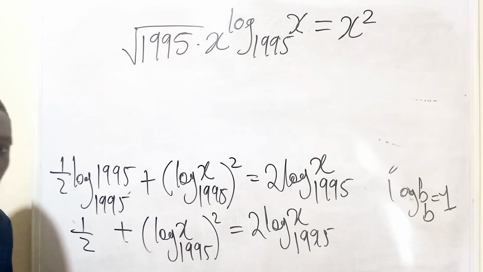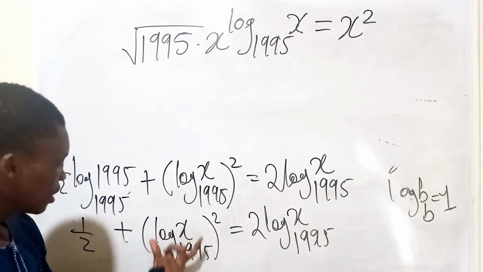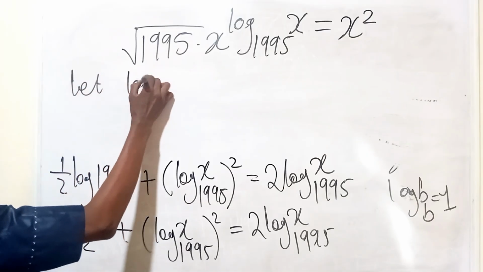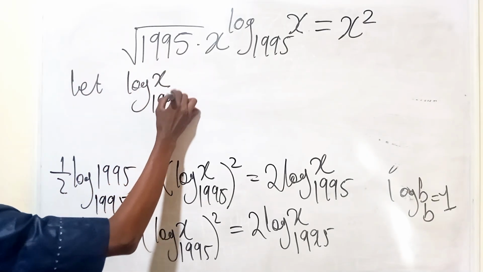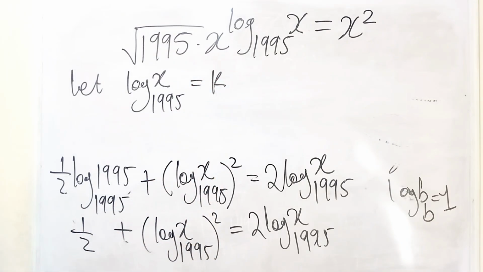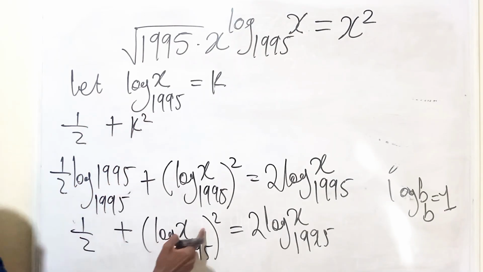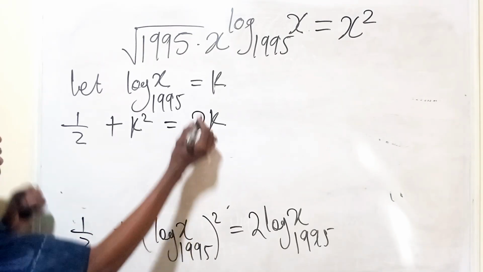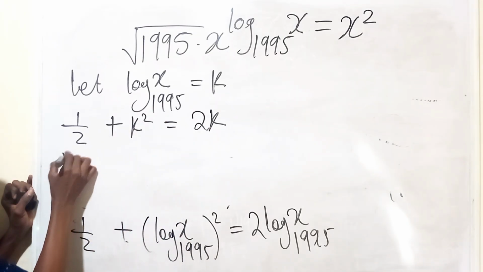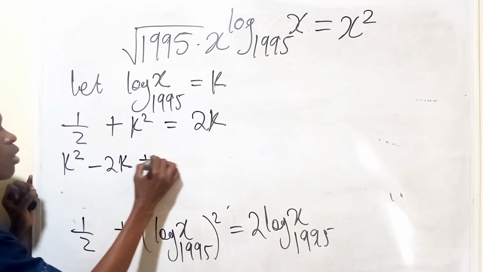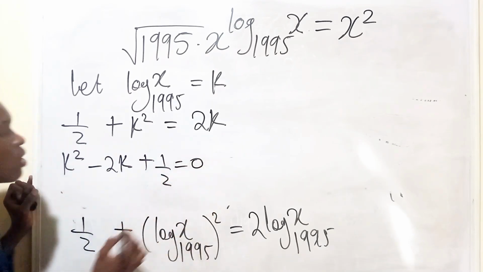Here we are going to make a substitution because we have common terms. Let log x base 1995 equal k. If we make this substitution, we have 1 over 2 plus k squared equals 2k. Let's arrange this equation well: k squared minus 2k plus 1 over 2 equals 0.